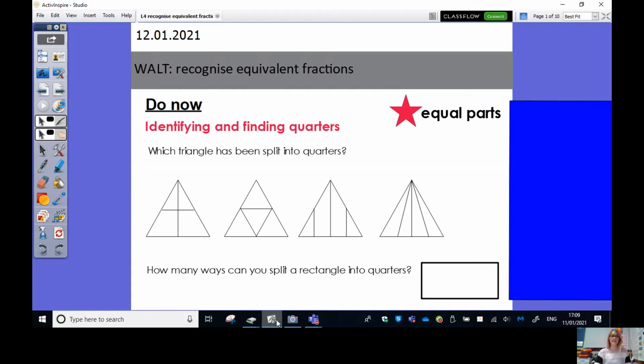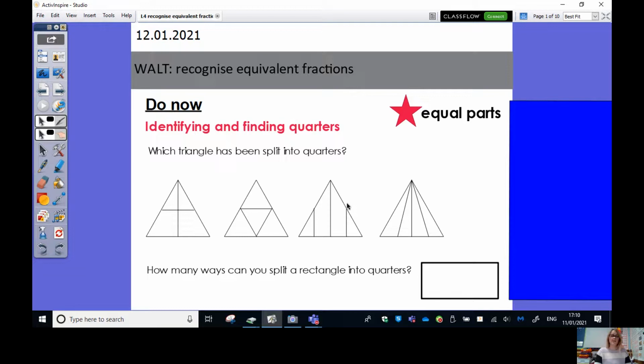The first thing I would like you to do is your do now. So we're going to be identifying and finding quarters. So I want you to look at the triangles on your screen that have each been split into quarters, or are they quarters? That's what I want you to find out. So I've given you a little bit of a clue here. Our star word of equal parts, which we've been using in all of our lessons. So look at each triangle. I want you to identify which triangle has been split into quarters. So thinking about your key word here.